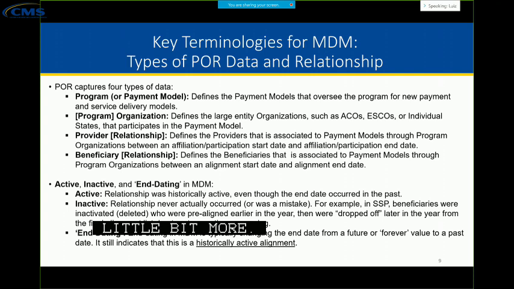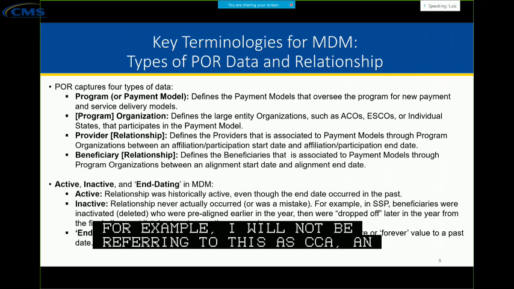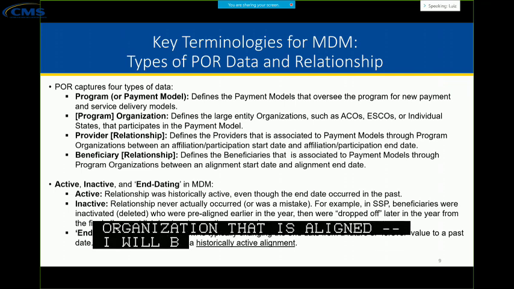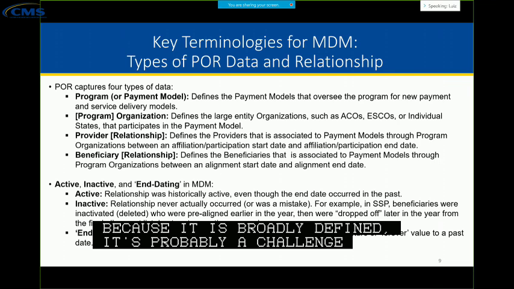For example, if I'm talking to CEC, I'm not going to ask, hey, what's your organization that is aligned for these providers or bennies? I'm going to ask, hey, what are the ESCOs that are participating under these providers and beneficiaries? ESCO being the unique identified organization for CEC. Same deal with SSP. I'm going to talk to SSP about their type of organization, which are ACOs. Hey, these providers are engaging in these ACOs. Because it's broadly defined, it's part of the challenge of harmonizing the data across multiple models.